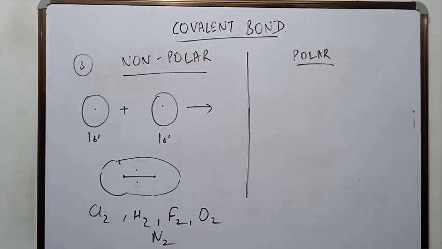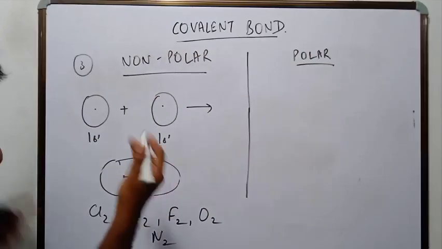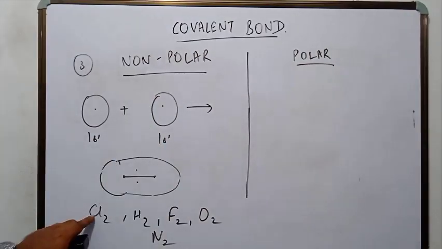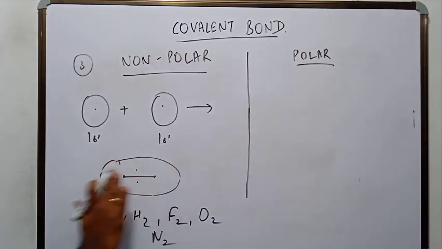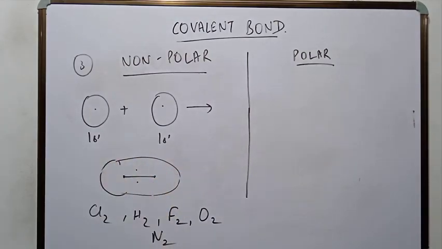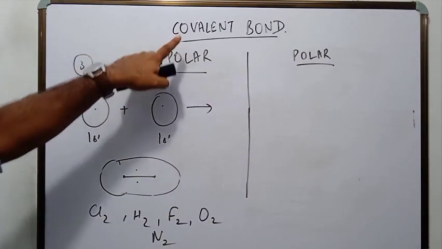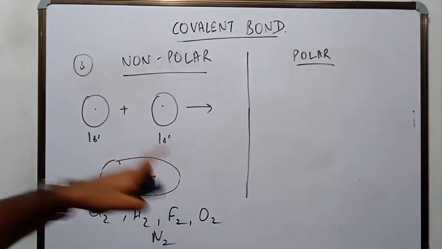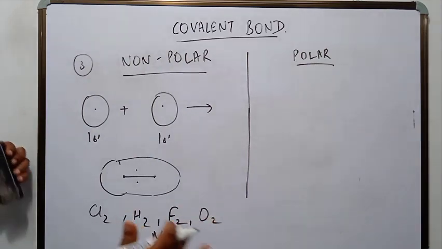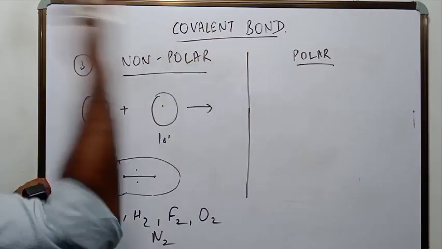They come together and go for mutual sharing of electrons. The shared pair of electrons lies just at the center. Why? Because they have the same electronegativity. So neither side develops any kind of charge. Such bonds are non-polar covalent bonds, and such compounds are called non-polar covalent compounds. Now let us go for polar.